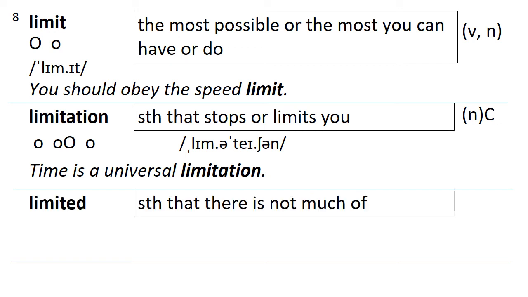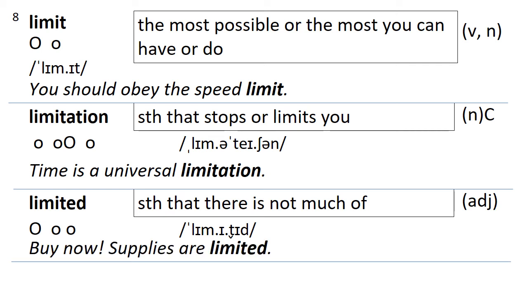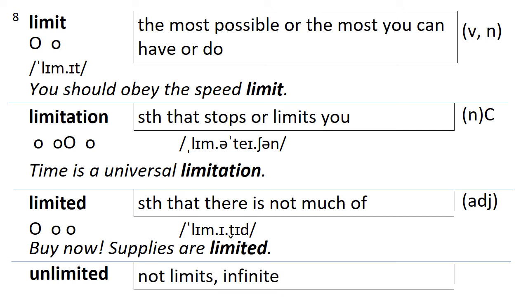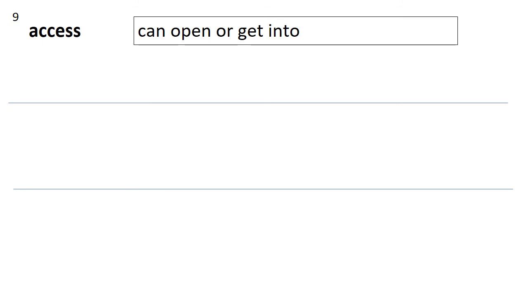Next we have limited. Limited is something that there is not much of, something that maybe will run out, which is an adjective. How many syllables? Limited. There are 3 stresses on the first. Limited. Buy now, supplies are limited. And then we have unlimited, which is no limits or infinite. It's an adjective.